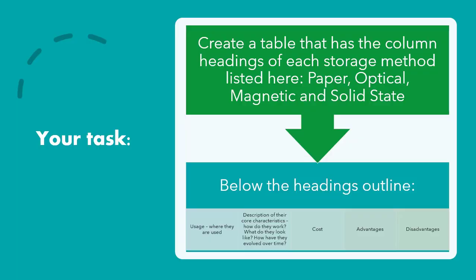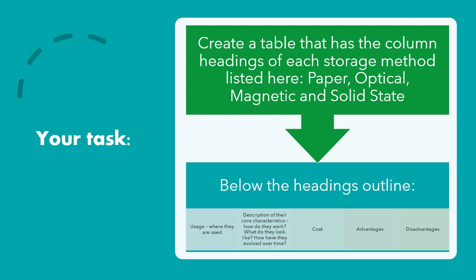Another one of your tasks to do after this video is to create a table that has the column headings of each storage method listed here: paper, optical, magnetic and solid state. Below the headings, outline the usage, where they're used in society and where they're used within a computer, or within what type of device, a portable device or a fixed device. Then a description of their core characteristics, answering questions such as how do they work, what do they look like, how have they evolved over time, have they got smaller, have they got bigger, have they got smaller in size but bigger in storage capacity. That's what I want you to be answering in there.